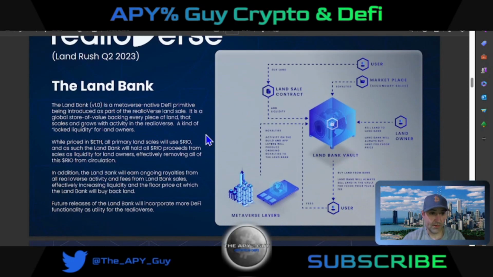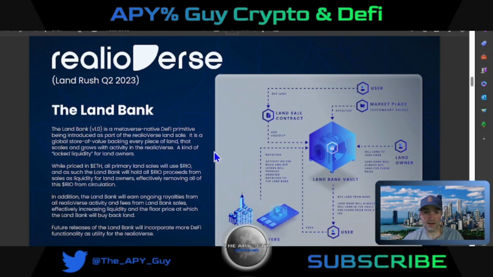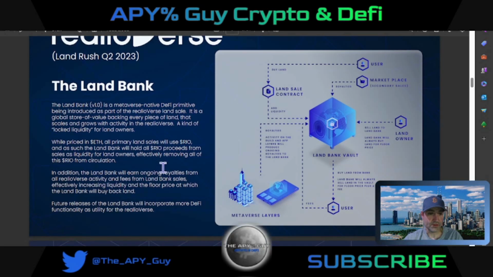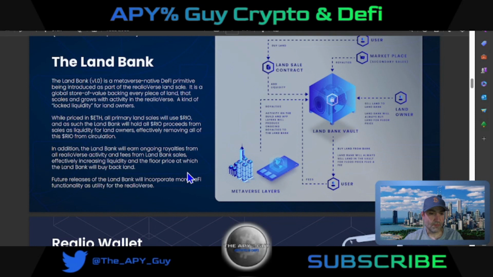What's the Land Bank? Here it is. The Land Bank is a metaverse native DeFi primitive being introduced as part of the Relioverse land sale. The global store of value backing every piece of land that scales and grows with activity in the Relioverse, kind of locked liquidity for landowners. While priced in Ethereum, all primary land sales will use RIO, and as such, the land bank will hold all RIO proceeds from sales as liquidity for landowners, effectively removing all of this RIO from circulation.